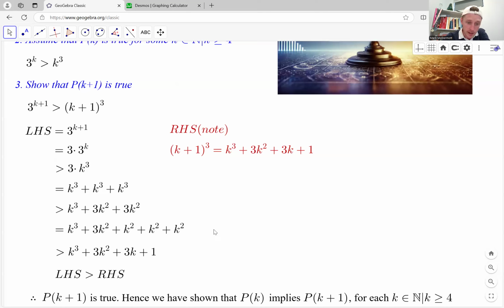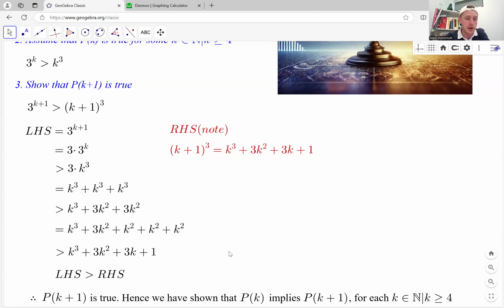But we know that that now must be greater than k cubed plus 3k squared plus 3k plus 1, because we're reducing the powers in the terms on the left-hand side. So what we can say in the end is, the left-hand side, which was 3 to the k plus 1, is greater than k cubed plus 3k squared plus 3k plus 1, which is the right-hand side. So we've shown that the left-hand side is greater than the right-hand side.